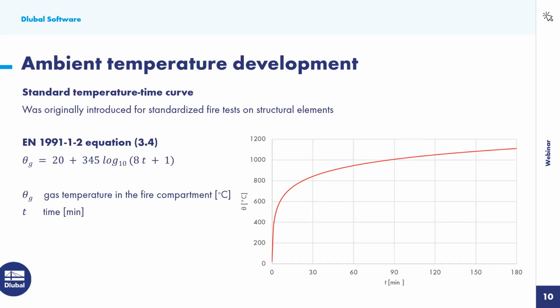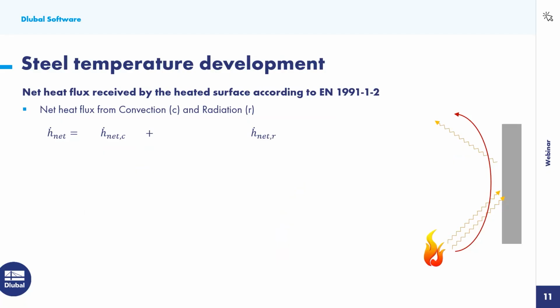As explained on the previous slide, the simplified design method is linked to the application of the standard temperature curve. This means the development of the ambient temperature during a fire is approximated in a simplified manner according to the logarithmic function shown here. The standard temperature curve idealizes the full fire phase and neglects the growth and decay phase of the fire. So the development of the ambient temperature is specified by the standard temperature curve.